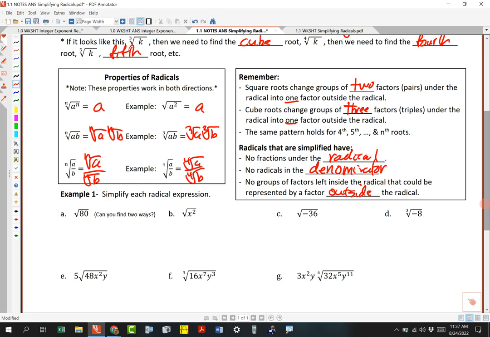So those are some big rules there. We don't leave a fraction underneath the radical. We don't leave a radical in the bottom of a fraction. And we also make sure that we simplify completely. We pull out all the factors that we possibly can, based on how many factors there are and what root we're looking for. Okay, are there any questions?